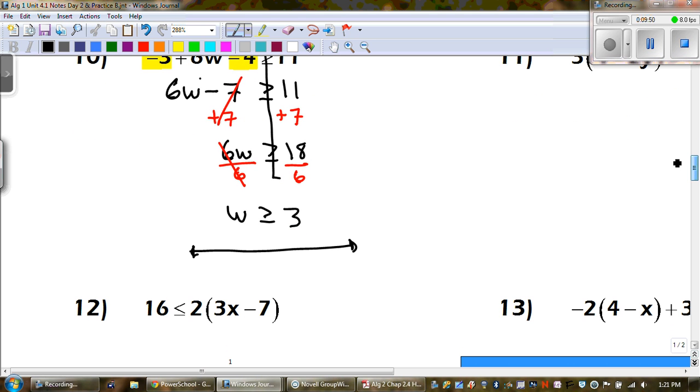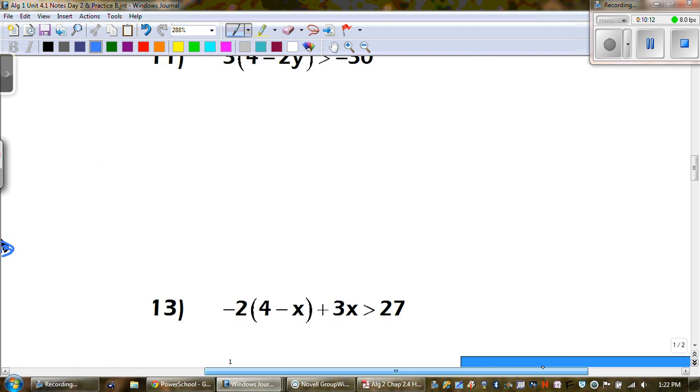When we're graphing, we put our number in the middle and we go 2 numbers higher and 2 numbers lower. We ask ourselves, is the graph open or closed? And it's closed because it's greater than or equal to. And then we want numbers greater than that, so we shade to the right.